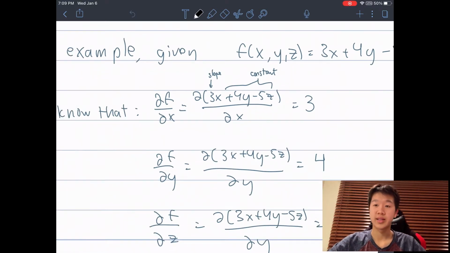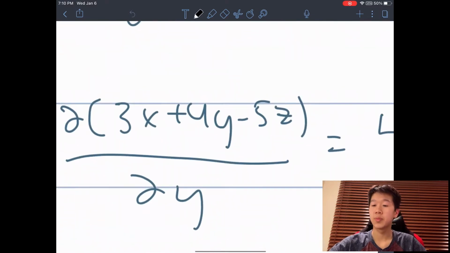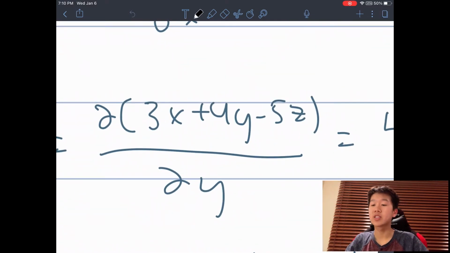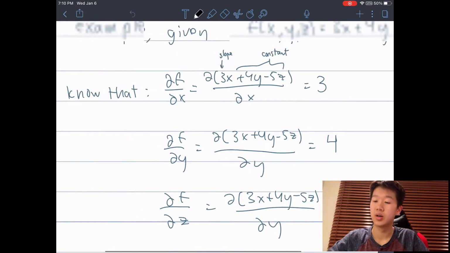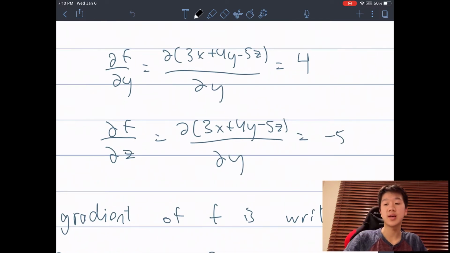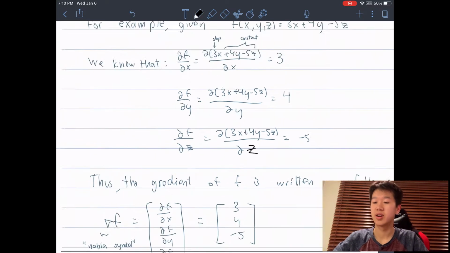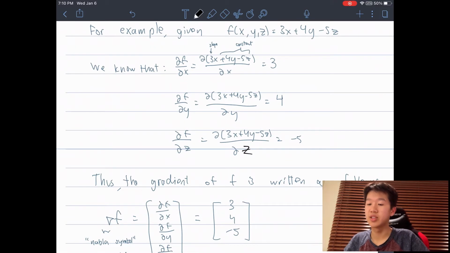So we get as answer, what is the slope? With respect to x, it's 3. Del f over del y, you apply the same logic, so 3x minus 5z are constants, we don't care about it. We have 4y, and thus the slope is 4, with respect to y, of course. And then we have del f over del z, which is del again, and then you differentiate with respect to z here. And you'll see that it gives us minus 5.